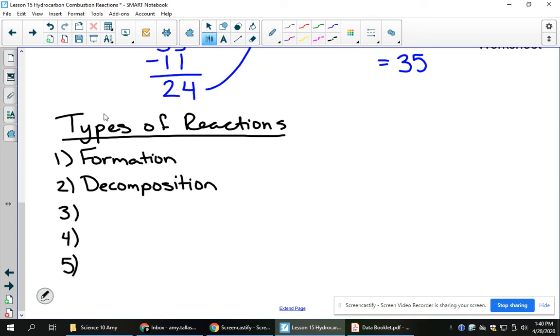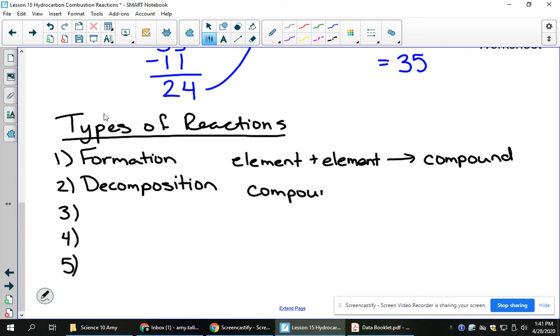Formation was when you took an element, you added another element and maybe even more elements, and you got a compound. Like taking some sodium, adding some chlorine, and getting sodium chloride. Decomposition was the same thing in the reverse order, taking a compound and breaking it up to be all of the elements added together.